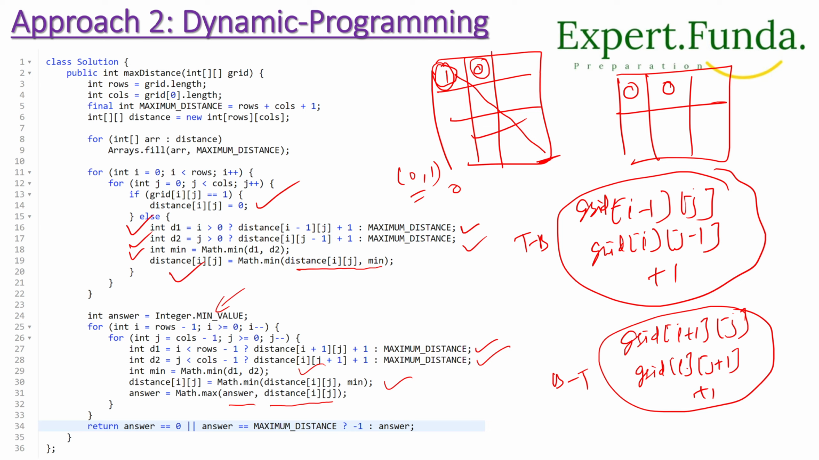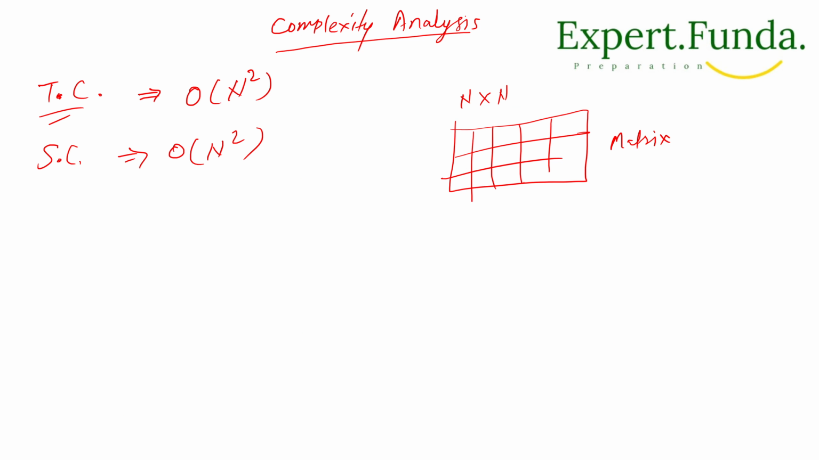So in this approach we get n square time complexity, because we iterate over the matrix twice, from top down and then bottom up, and that's why we get n square. For the space complexity, we already have the matrix, and we take another one for distance, which is n square to store all the cell distances, and that's why the space complexity is also n square.